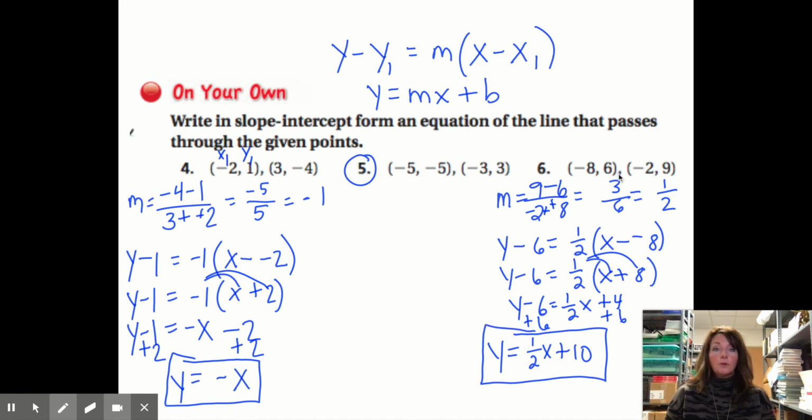All right. So remember, we're using this form, and it will help us write the linear equation between 2 points when one of those points is not the y-intercept.